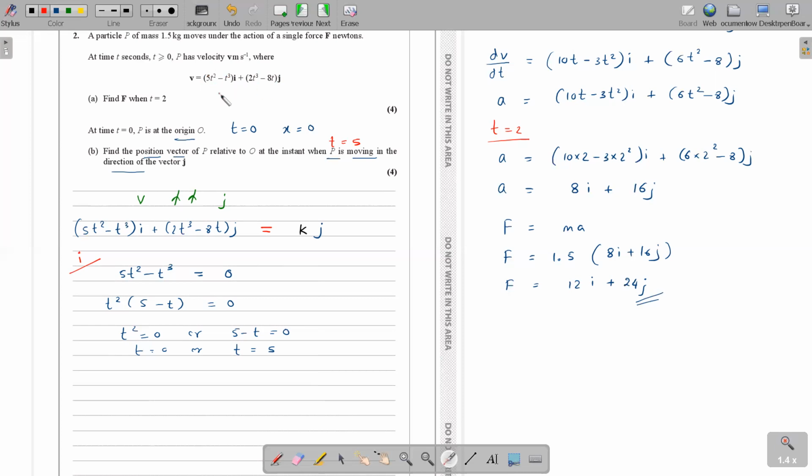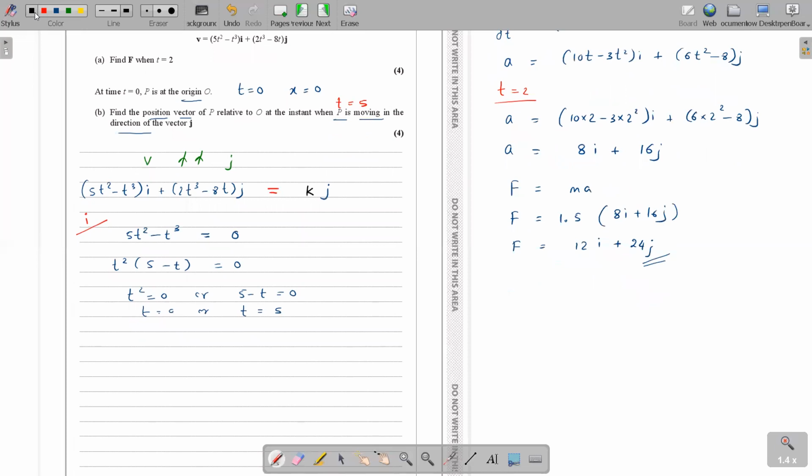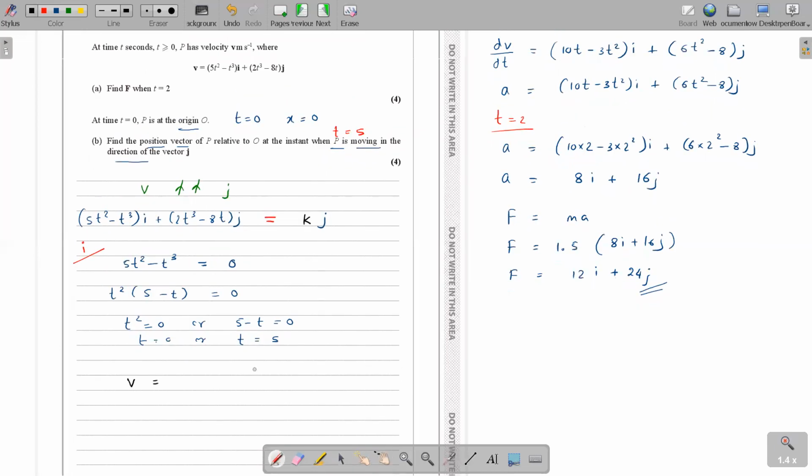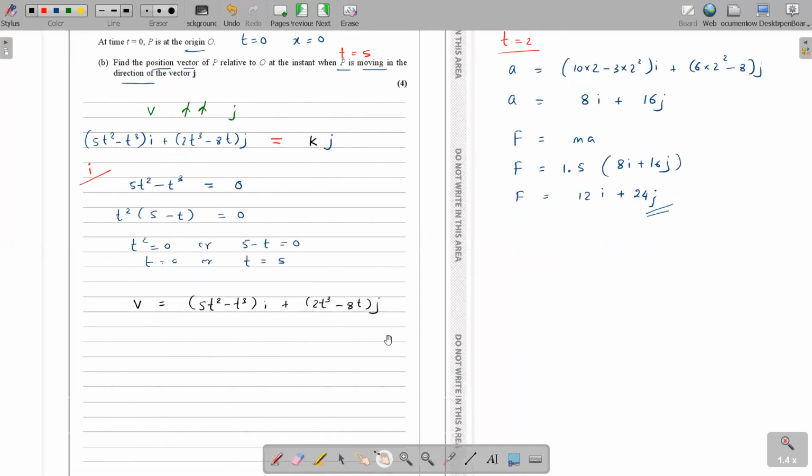So when you integrate something like this, you immediately get what we call the position vector. Position vector means the x coordinate and the y coordinate of where you are. You can refer to your M2 book if you can't remember. When you integrate velocity with i and j, you get the position vector: the i gives the x coordinate of your position and the j gives the y coordinate. The velocity here is 5t square minus t cube i plus 2t cube minus 8t j. So let's integrate and get the position vector.